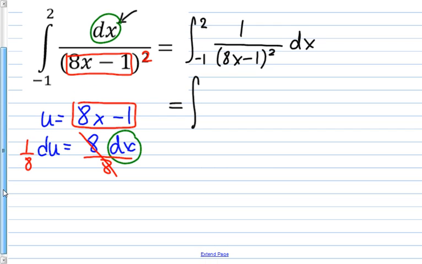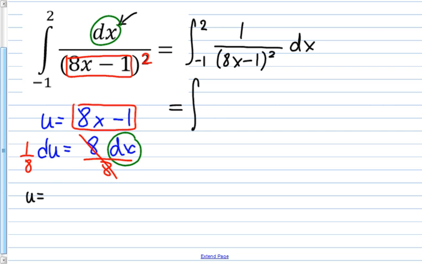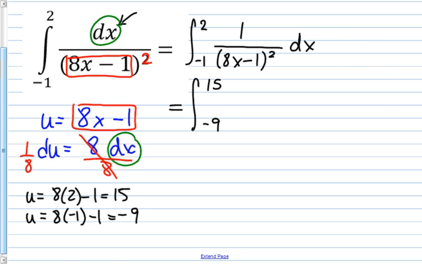I'm just going to scroll down here a little bit. Okay, so u, I'm going to plug in the 2. So 8 times 2 minus 1, so 16 minus 1 is 15. And then I'm going to plug in the negative 1. So 8 times negative 1 minus 1, so it's negative 8 minus 1, which is negative 9. So there are my new limits, 15 and negative 9. Notice how I do the upper limit first and then I do the lower limit, so I know that this is top, this is bottom.